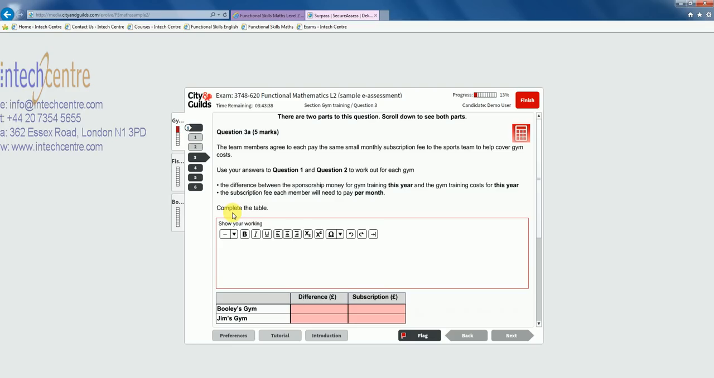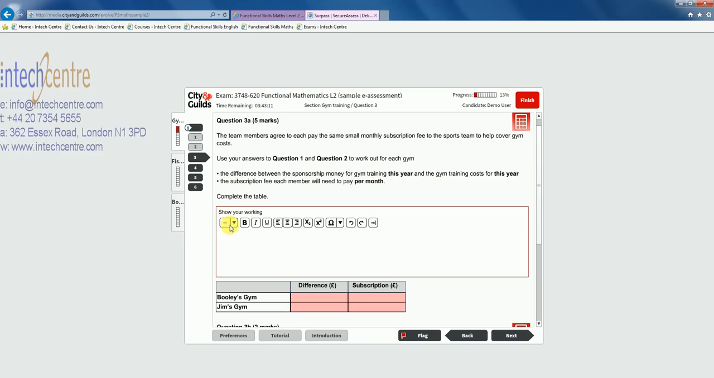Okay, so this is question 3A. It's 5 marks. The team members agreed to pay the same monthly subscription fee to the sports team to help cover gym costs. Use your answers to question 1 and question 2 to work out for each gym the difference between the sponsorship money for gym training this year and the gym training costs for this year, the subscription fee each member will need to pay per month. So let's complete this table and show our working.